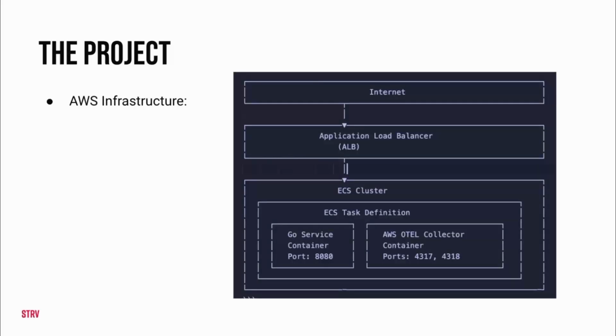Very simple diagram of the infrastructure. I wanted it to be as simple as possible. So there's a public load balancer that points to an ECS cluster where we have two task definitions. One is our actual service, and the other one is the AWS OpenTelemetry Collector. I'll talk about that later on.